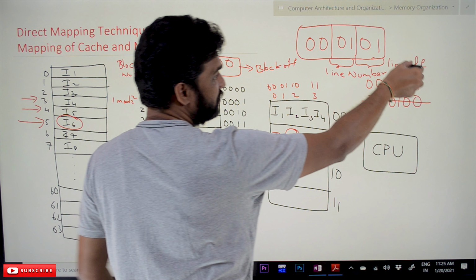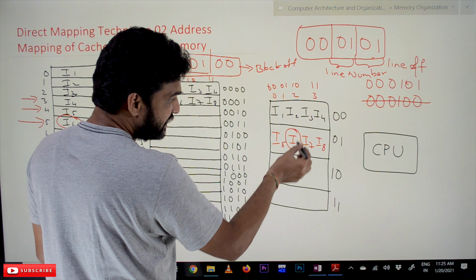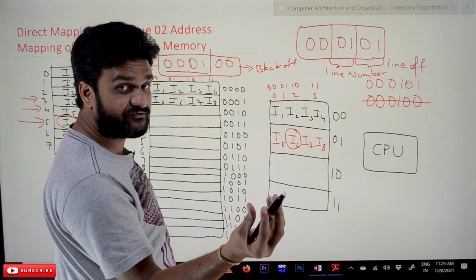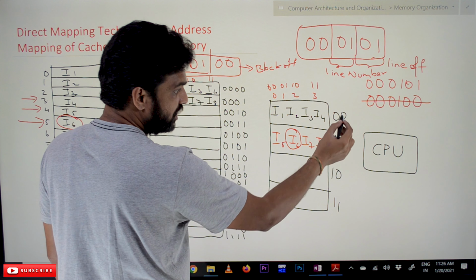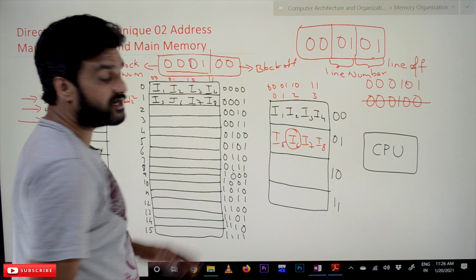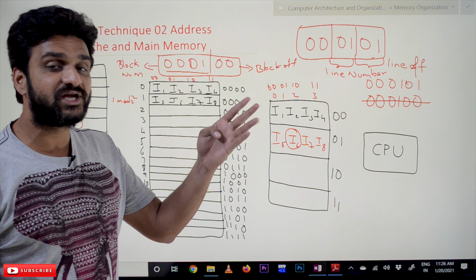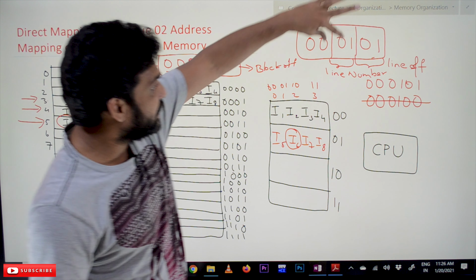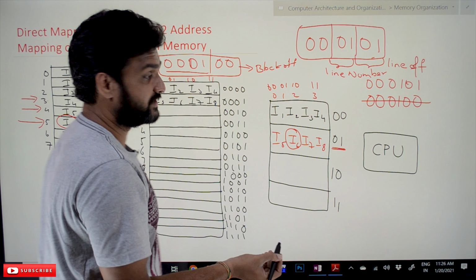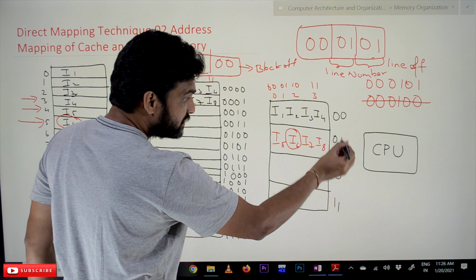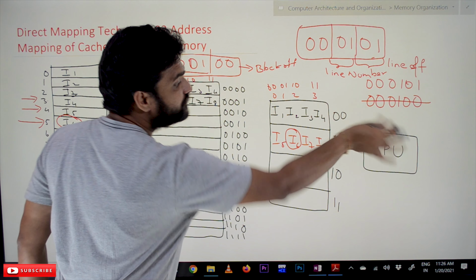This part is what we call the line offset. Within the line, which word has to be fetched is decided by this line offset, and this is the line number. How many lines are there? 4 lines are there. To represent 4 lines uniquely, we need 2 bits. So the line number is 01. In this line, the offset has to be obtained.